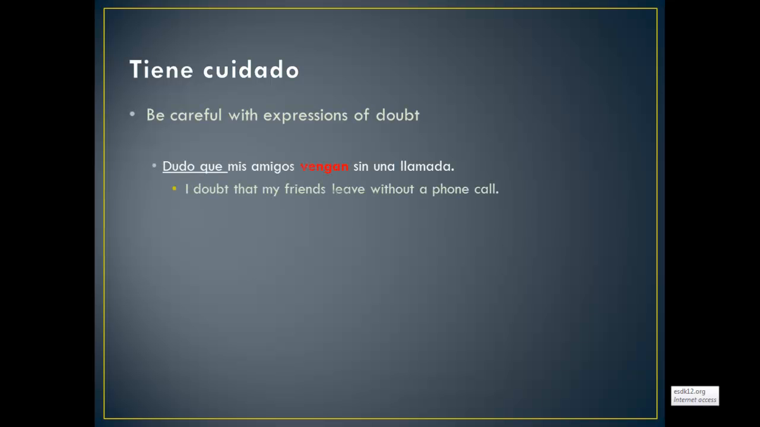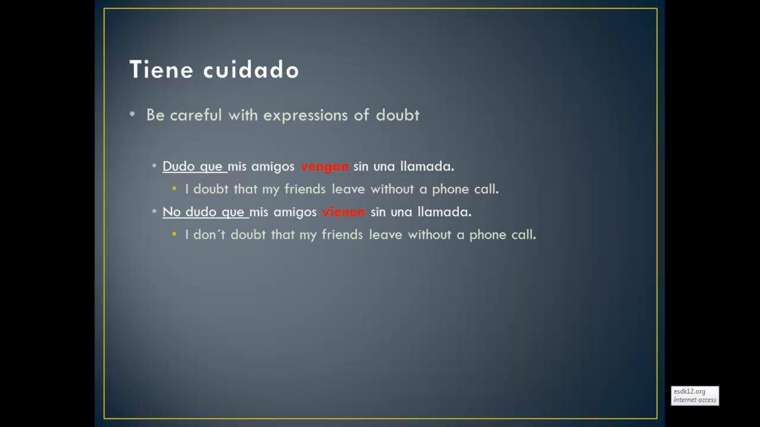Make sure that your expressions really express doubt. So if I say dudo que mis amigos vengan sin una llamada, I doubt that my friends will come without a phone call. We're going to use the subjunctive there because in your main clause it says I doubt. And I doubt is going to be subjunctive.